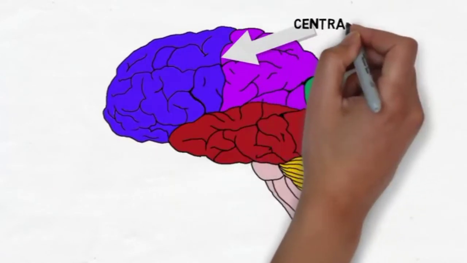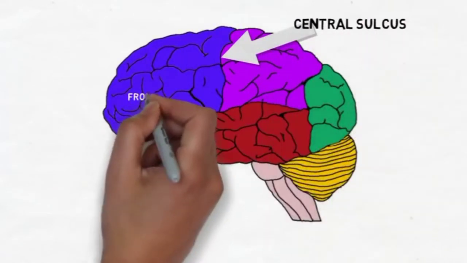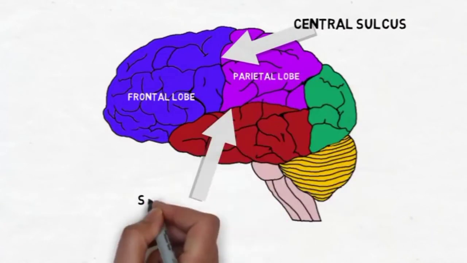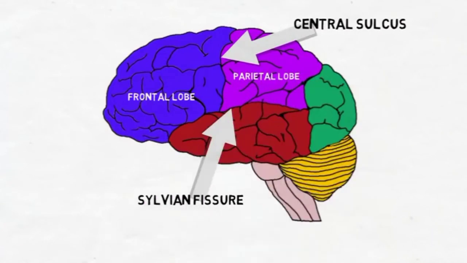This large sulcus is known as the central sulcus. It divides the frontal lobe from the parietal lobe. This sulcus is known as the Sylvian fissure, and it separates the temporal lobe from the rest of the cerebral hemisphere. The occipital lobe is found at the back of the brain, but it doesn't have such a clear division separating it from the rest of the brain.